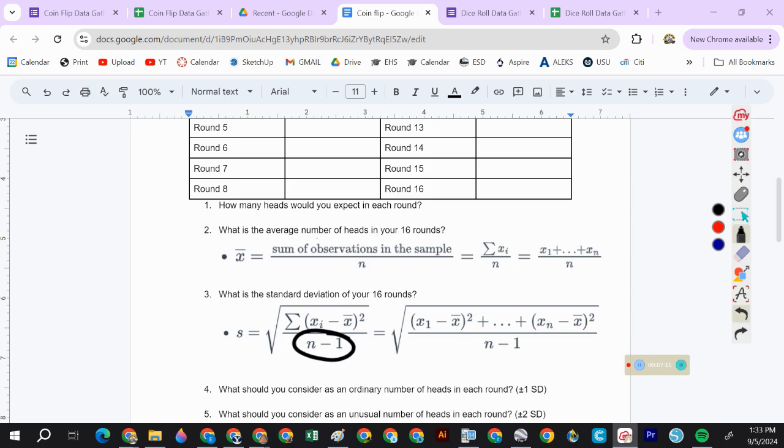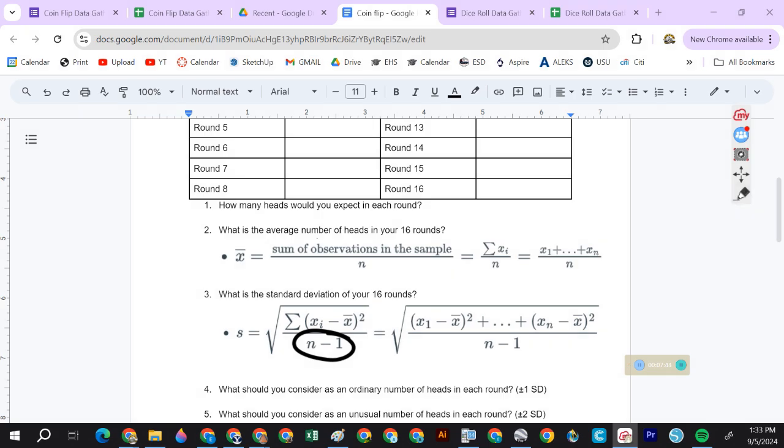Now, if this was a parameter, we would divide by n, because we're essentially taking the average. But because this is a sample, we want a standard deviation that's a little bit larger than it actually is, just to make sure we don't mess anything up. So instead of dividing by 16, I'm going to divide by 15, and that will inflate my SD a little.